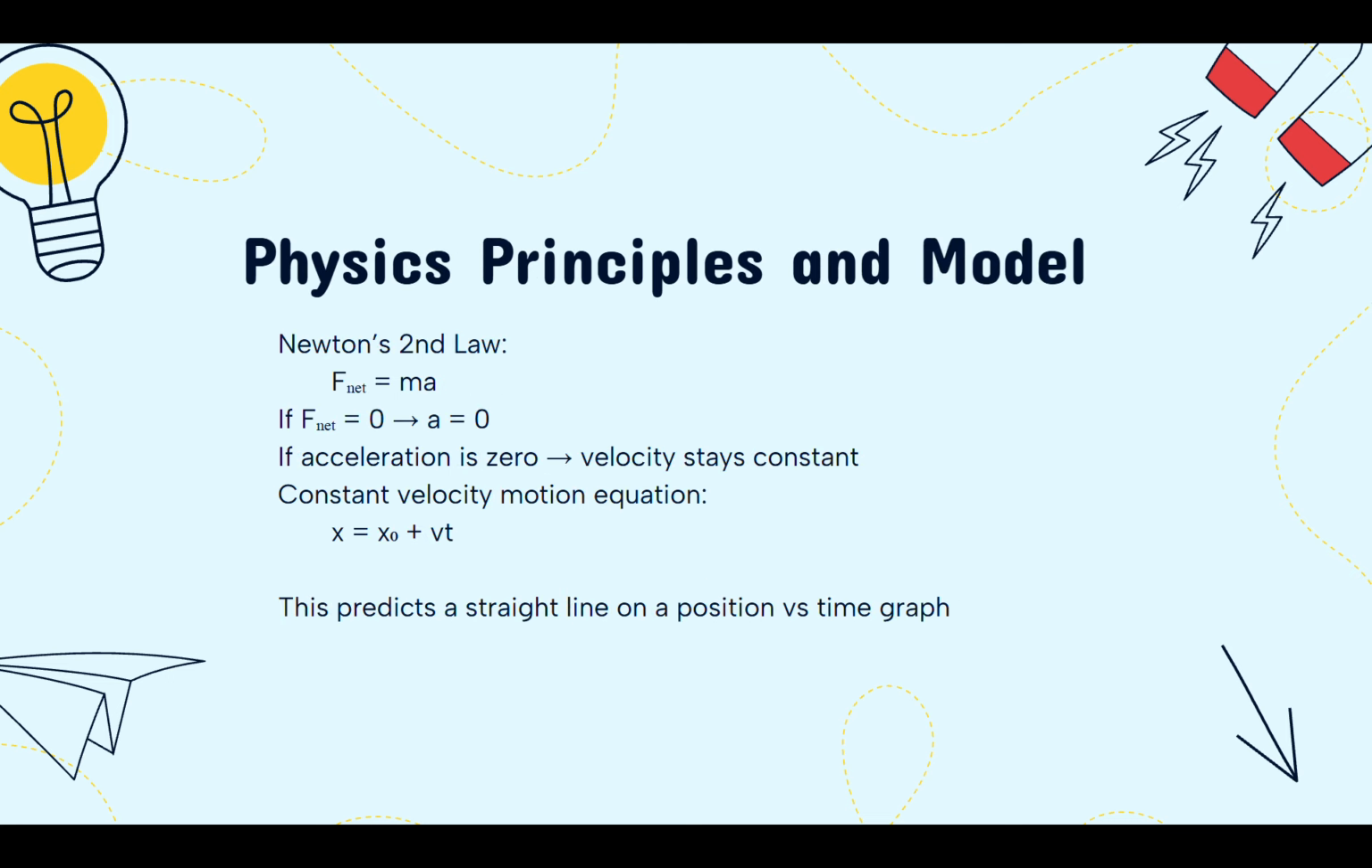The physics principles and the model used during this experiment: Newton's second law is F net equals ma. If F net equals 0, then the acceleration equals 0. If the acceleration equals 0, then velocity stays constant, and the constant velocity motion equation is x equals x naught plus velocity times time, which predicts a straight line on the position versus time graph.